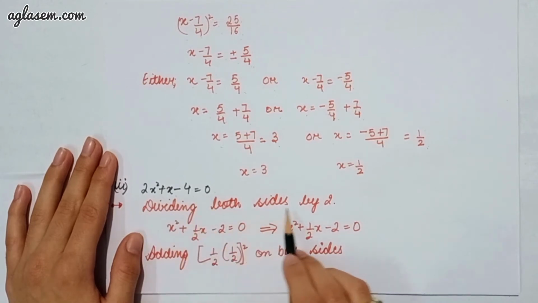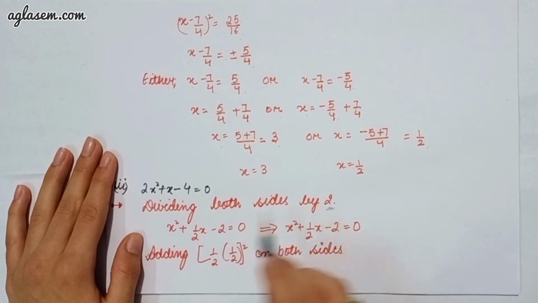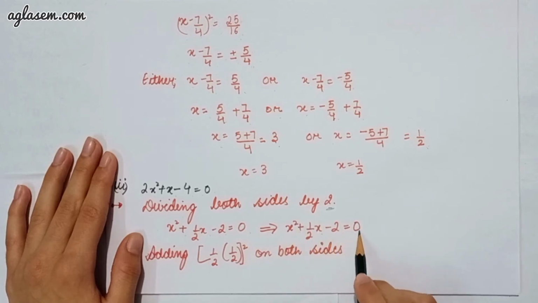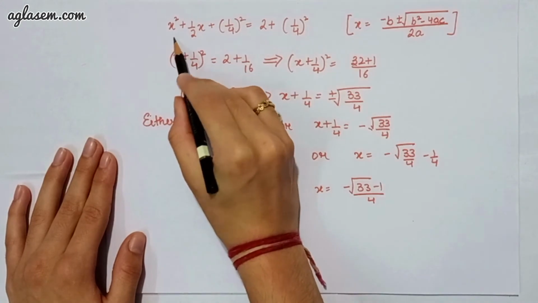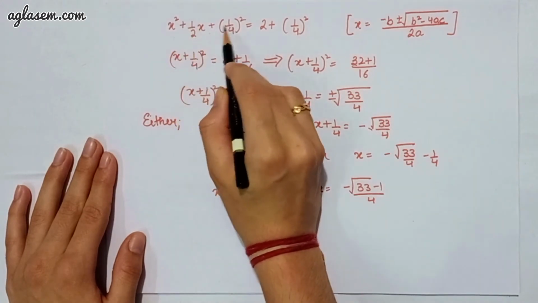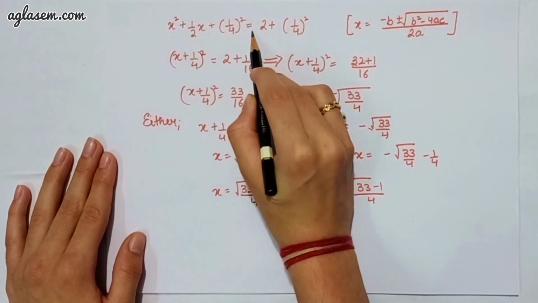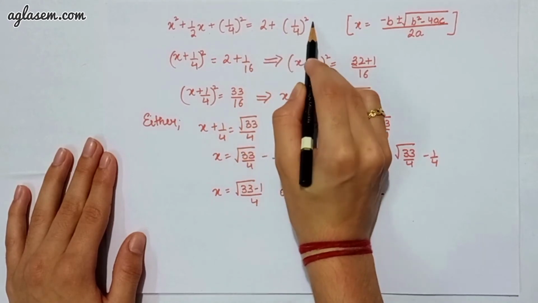So dividing both sides by 2, we will get x² + (1/2)x − 2 = 0. Further, x² + (1/2)x = 2. Now we have to add (1/2 × 1/2)² on both sides. Further solving, we will get x² + (1/2)x + (1/4)² = 2 + (1/4)².